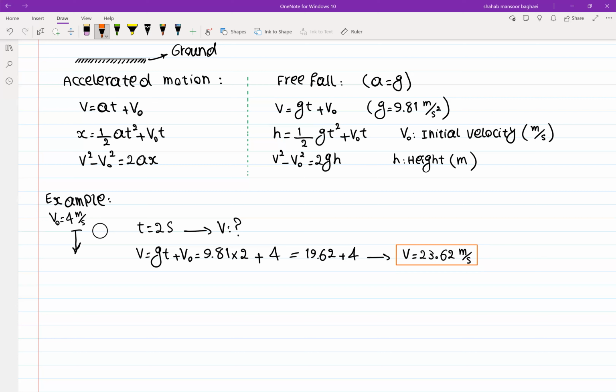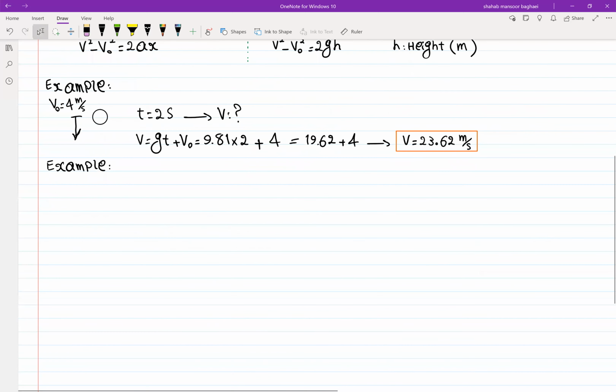Next example. Here's a falling object and it has an initial velocity of 8 meter per second. What is the required time to reach a velocity of 24 meter per second? Means what is the t value for this velocity? What is t?